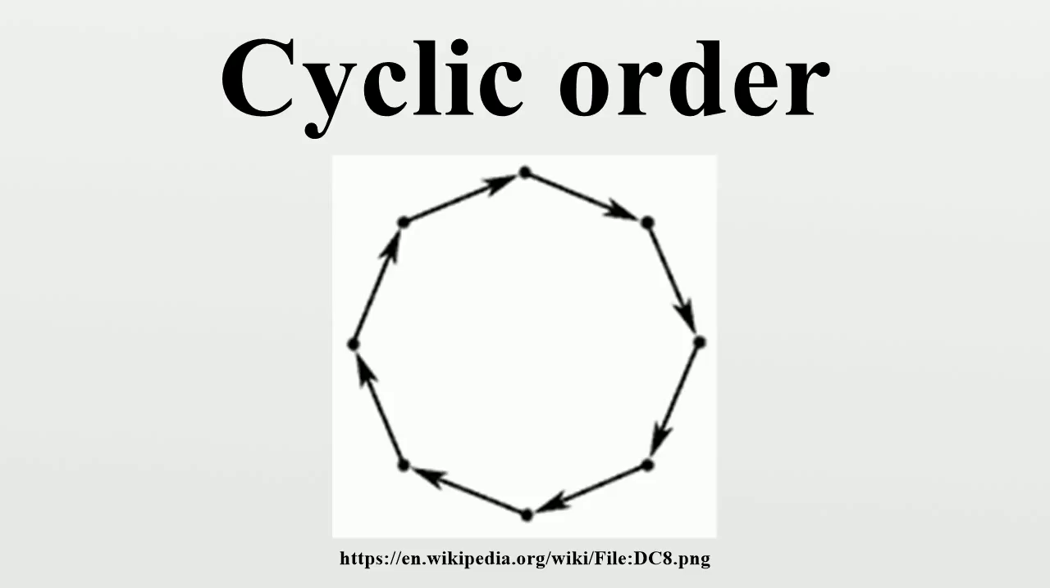A ternary relation is called a cyclic order if it is cyclic, asymmetric, transitive, and total. Dropping the total requirement results in a partial cyclic order. A set with a cyclic order is called a cyclically ordered set or simply a cycle.